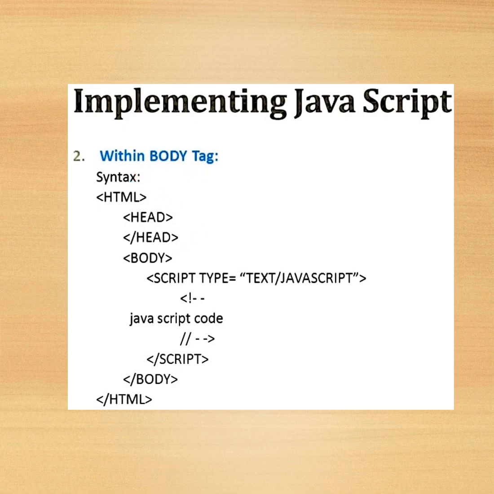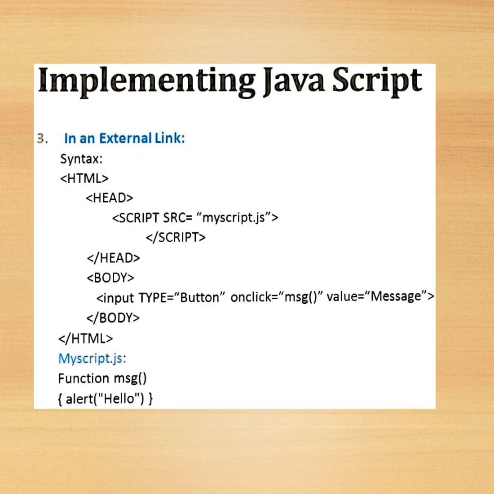So this is the script of it. This is the starting of the body tag and this is the closing of the body tag. In between that we are implementing the JavaScript. This is the second type. Moving on to the third type, which is nothing but external link.